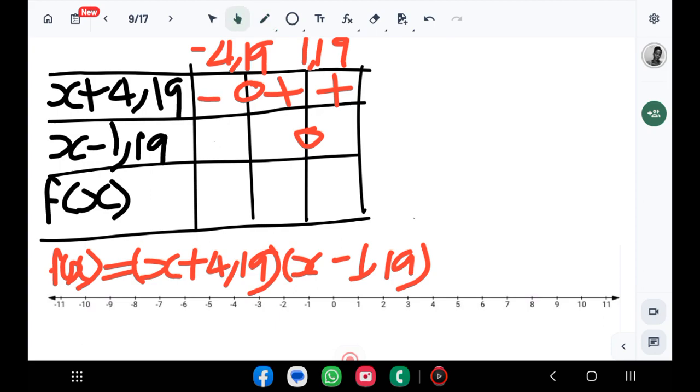And then this one is 0 at 1/19 but positive to the right. For example, 2 minus 1/19 will give us 1/19, and that is positive. Then to the left it will be negative. Now for f of x, the product of the two, positive times positive is positive. In the middle region, positive times negative is negative. And in this region, negative times negative is positive, so f of x will be positive over here.